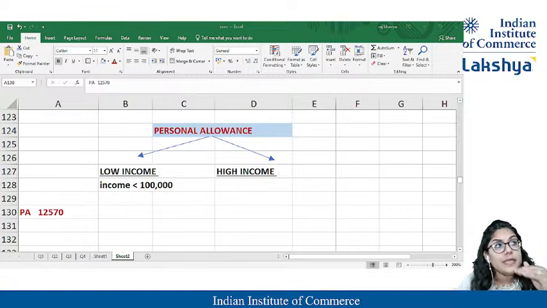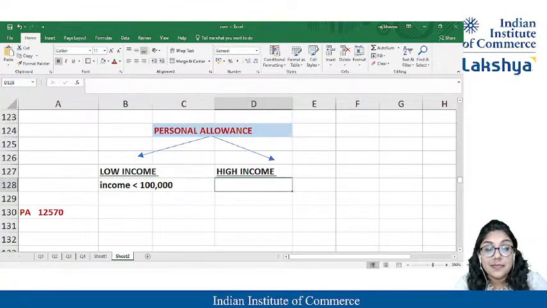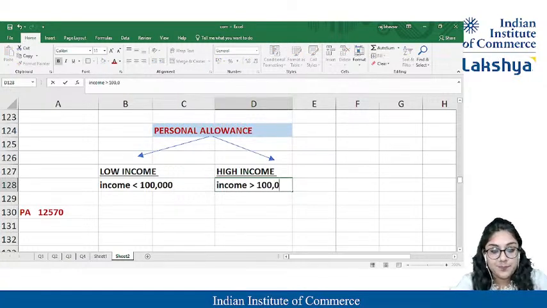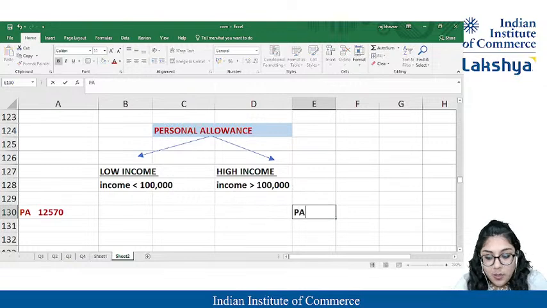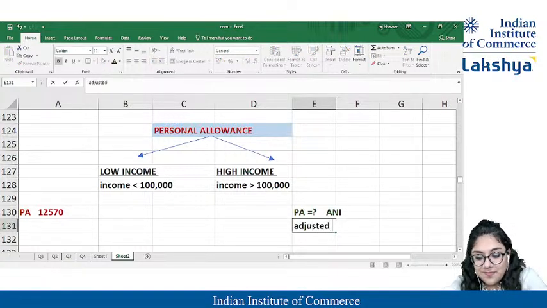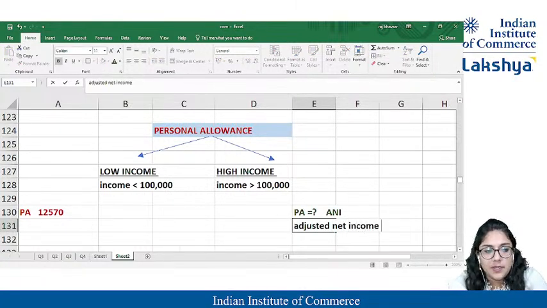But let's say your income is more than 1 lakh, then ma'am, what amount will we get? I will show you. If it is a higher income, more than 1 lakh, will you get PA, or will you not get PA? For finding the PA, I am supposed to find ANI. Now what is ANI, guys? ANI is adjusted net income.